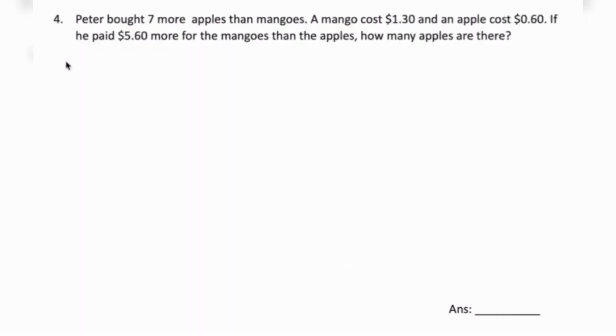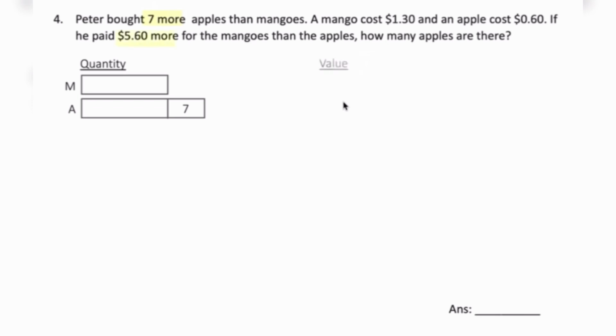Peter bought 7 more apples than mangoes. Again, more than, draw a model. Okay, 7 more apples than mangoes. A mango costs $1.30 and an apple costs 60 cents. Okay, this one don't need to draw a model. If he paid $5.60 more for the mangoes than apples, so the total difference, take note, I use the word total. The total difference between the value of the mangoes and apples is $5.60.